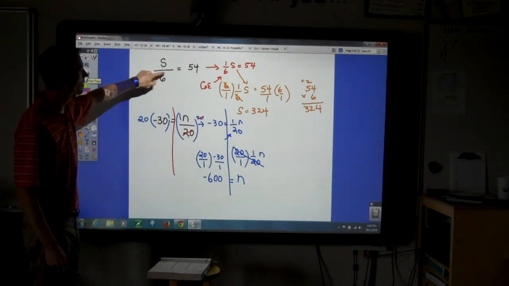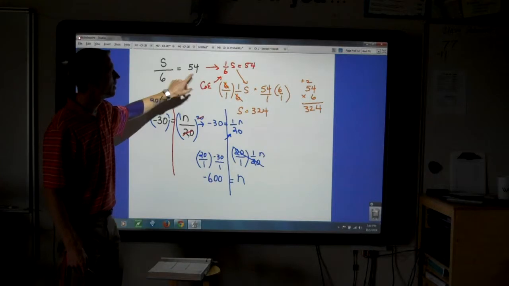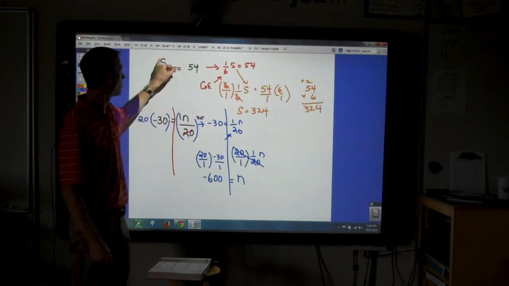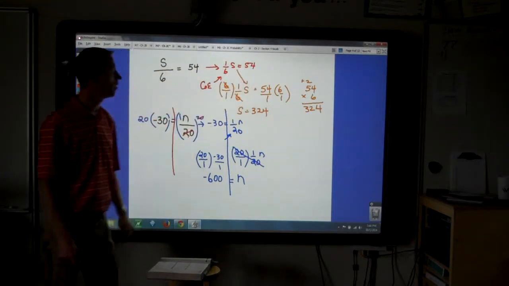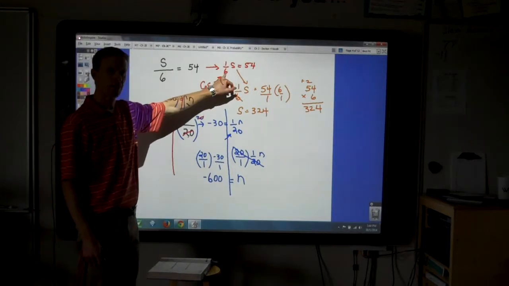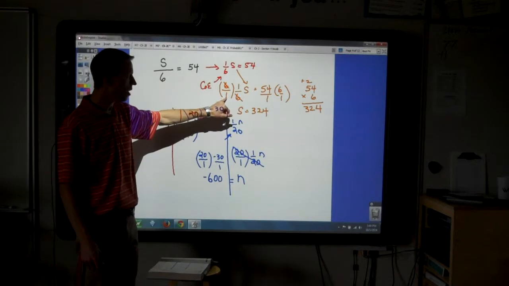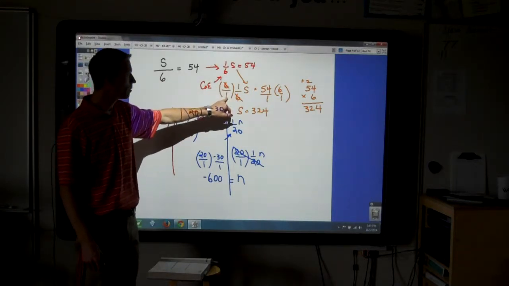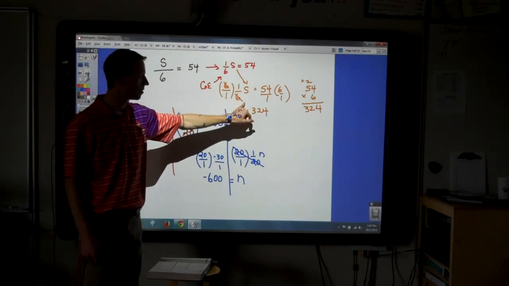S over 6 equals 54. Okay? Now, what that means is 1/6 s, since this is 1s, 1/6 s equals 54, and the coefficient is 1/6. That means the reciprocal is 6 over 1. And that's what we're going to multiply by. Multiply this by 6 over 1 and cross out the 6's.